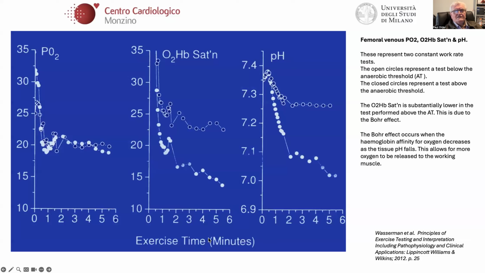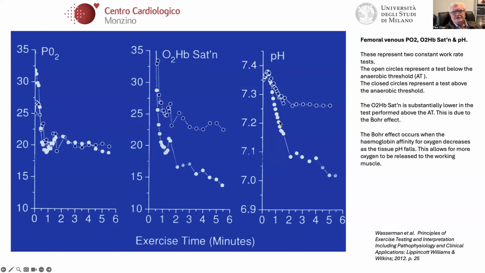Let's look at this graph. This is two constant work rate tests. One of them, the open circle, represents a test below the anaerobic threshold. Remember, constant work rate tests. The solid circles are above the anaerobic threshold. Notice no difference in PO2. But in the constant work test above the anaerobic threshold, the hemoglobin saturation dramatically falls.